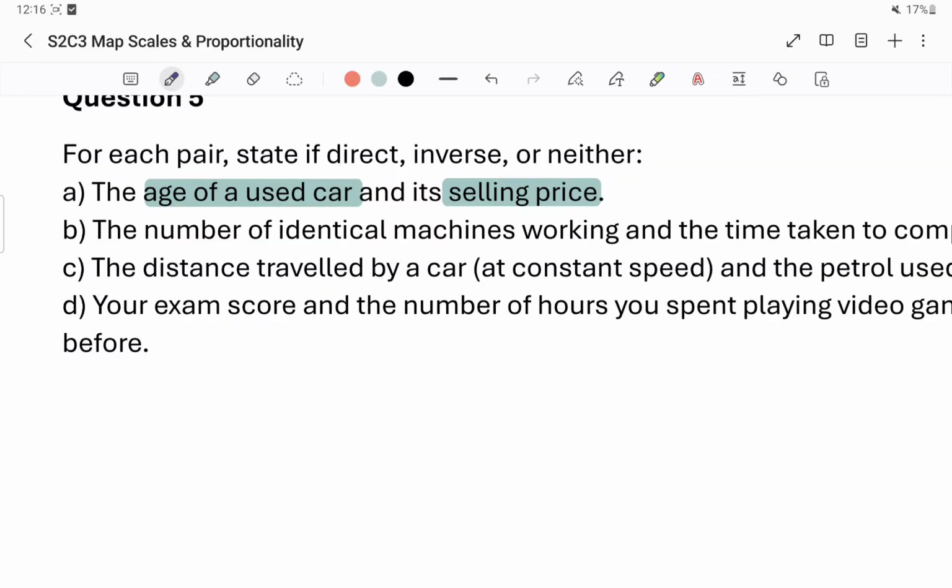So let's say you buy a new car and then you use it for 1 year, 2 years, 3 years, 4 years, all the way until 10 years, and you want to sell the car. So the car is 10 years old, right? When you want to resell the car, of course you cannot sell it at the price that you bought it, right? It must depreciate a bit. So in this case, when the age of the car increases, when it's getting older and older, your selling price should decrease. Okay, because it's a second-hand car. It's not as new as when you bought it already. So in this case, this will be an indirect proportion.